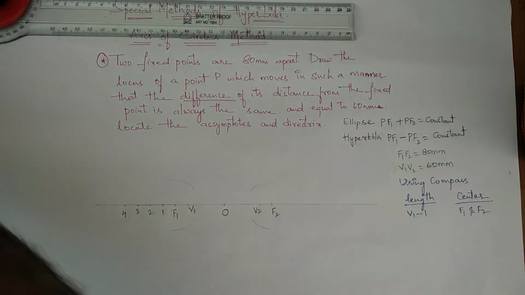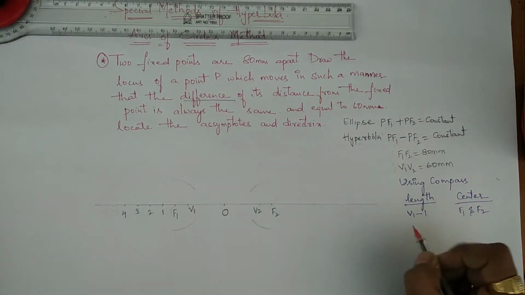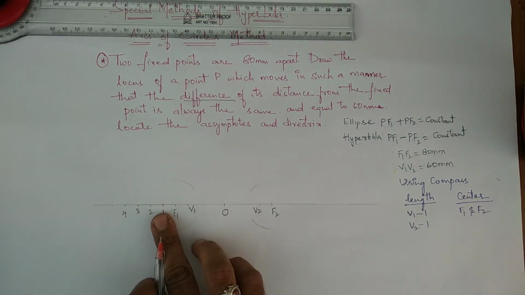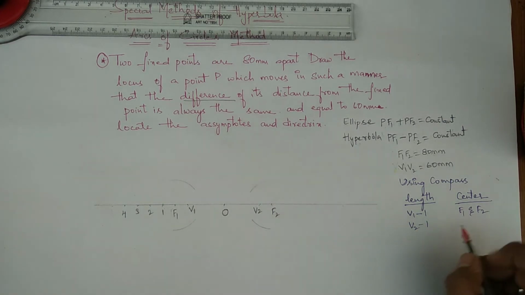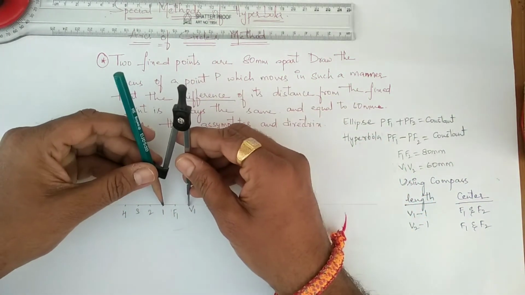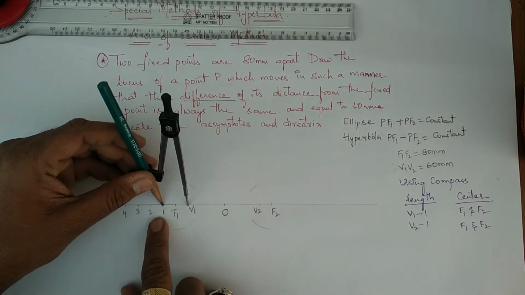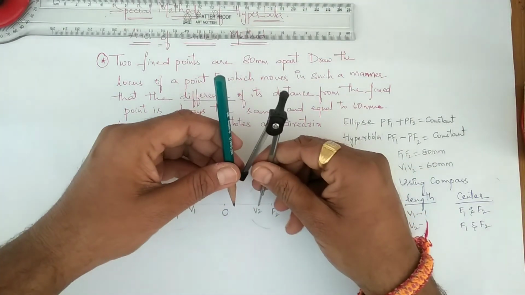Next, similarly, now next, the length from V2 1. It should be done for all the other points. Again, similarly, F1 as a center and F2 as a center, we need to intersect the previous arcs. So first we have done it V1 to 1, or else you can say 1 to V1. Next 1 to V2 you have to measure.